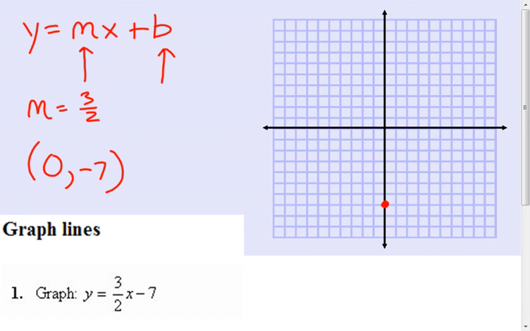And then when you look at slope, remember slope is rise over run. And since it's a positive, that means up. And 2 would be to the right. And that means the slope from any point on the line is rise 3 and right 2, you're to the next point. So if I go down here and go up 3, 1, 2, 3, and right 2, I'm right here.